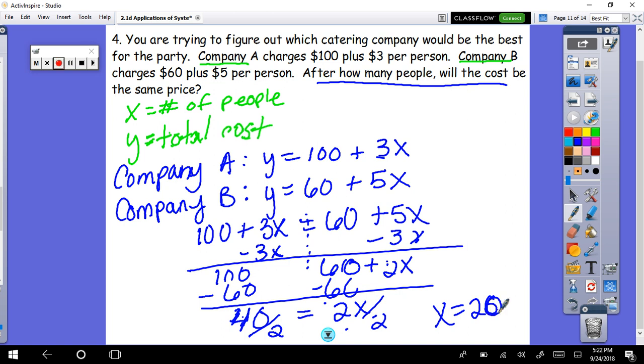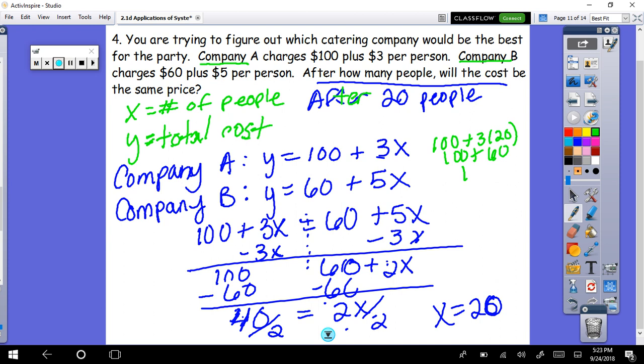And remember, x stood for number of people, so after 20 people, the cost will be the same price. So after 20 people, the cost is the same. How much does that cost? Well, I'd have to plug 20 into either one of these equations. If I plugged it in here, 100 plus 3 times 20, I'd get 100 plus 60, so 160. The cost is 160.